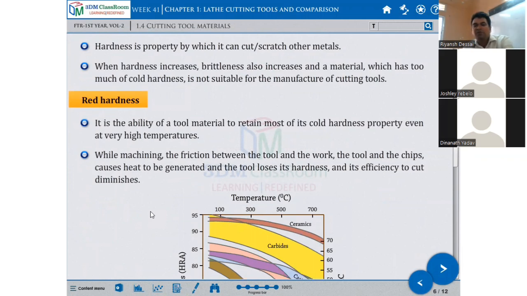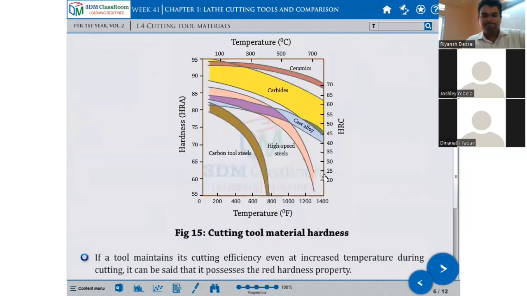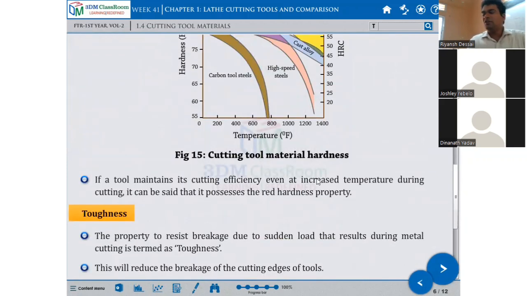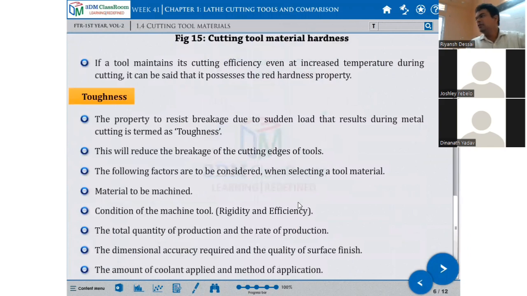While machining, the friction between the tool and the chips causes heat to be generated, and the tool loses its hardness and its efficiency to cut. If the tool maintains its cutting efficiency even at increased temperature during cutting, it can be said to possess the red hardness property. Toughness is another property of the cutting tool: the property to resist breakage due to the sudden load that results during metal cutting. This will reduce the breakage of the cutting edge of the tool.